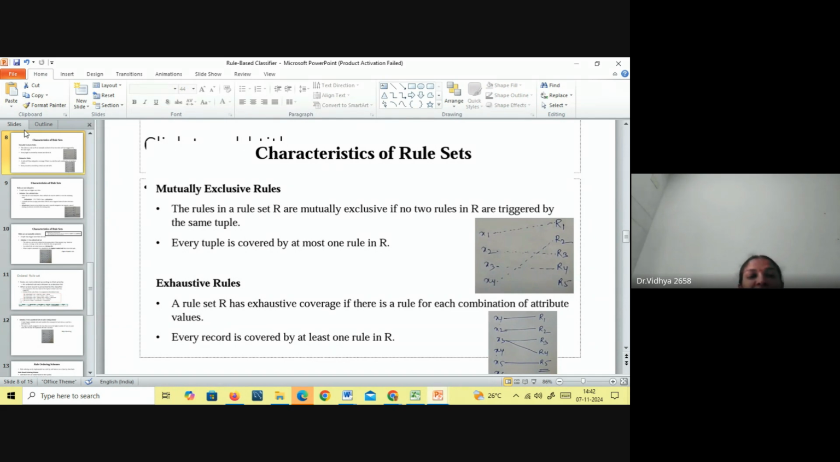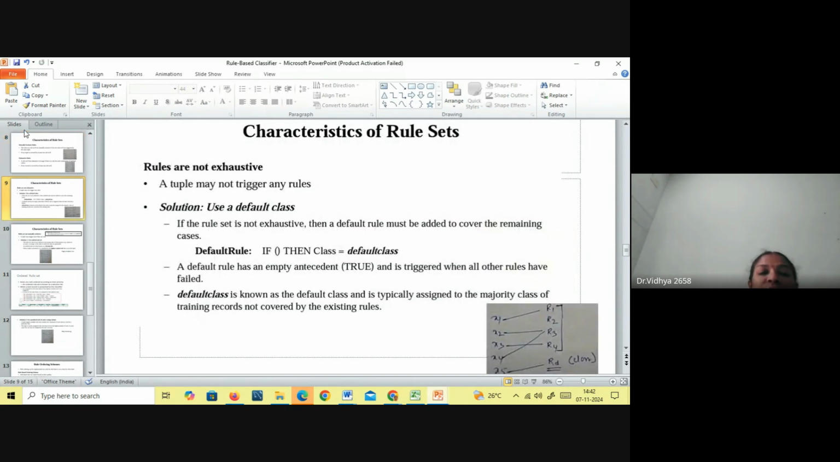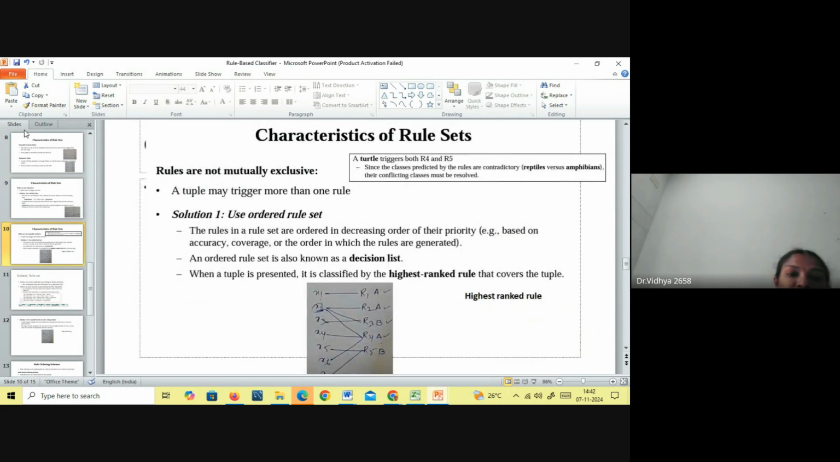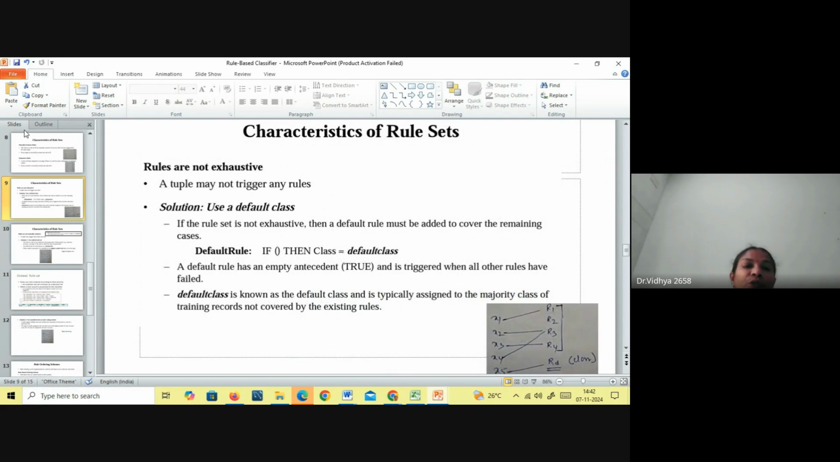Similarly, we have exclusive rules, then exhaustive rules. If rules are not exhaustive, what are we supposed to do? Similarly, if rules are not mutually exclusive, what do we do? Then we have to identify a default class, and then find the default rule.